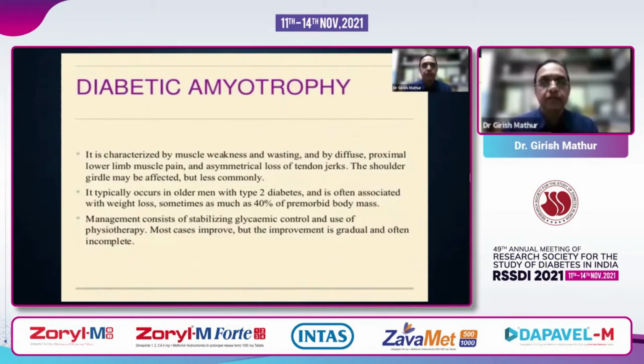There is significant weight loss in diabetic amyotrophy. Management consists of stabilizing glycemic control and use of physiotherapy. Most cases usually improve, but the improvement is gradual and often incomplete.